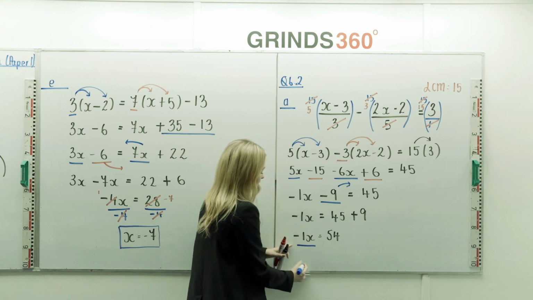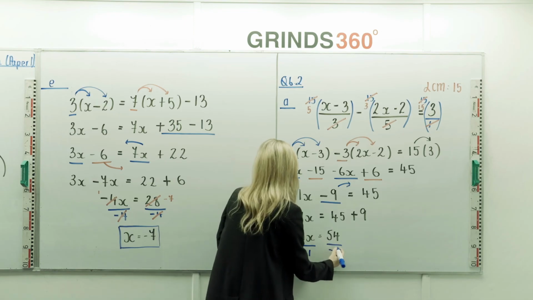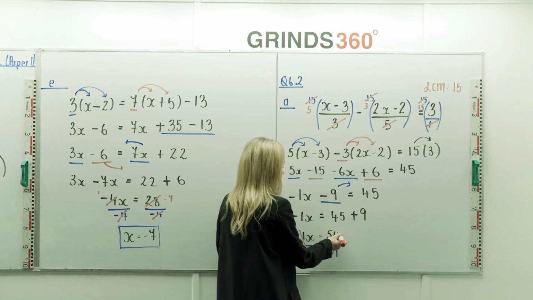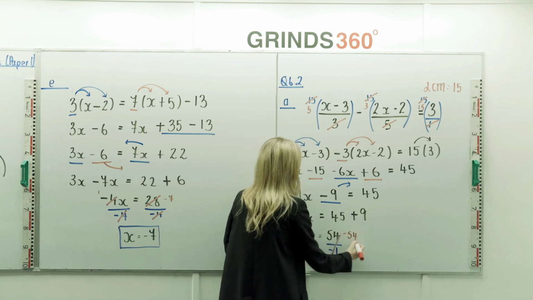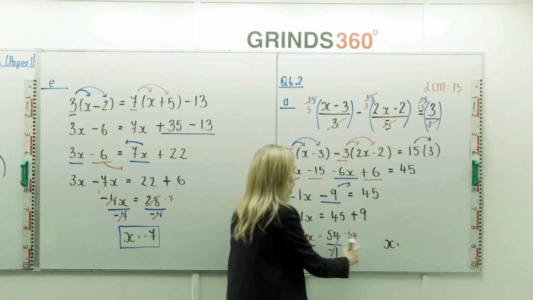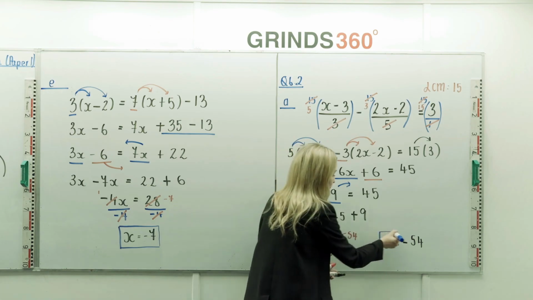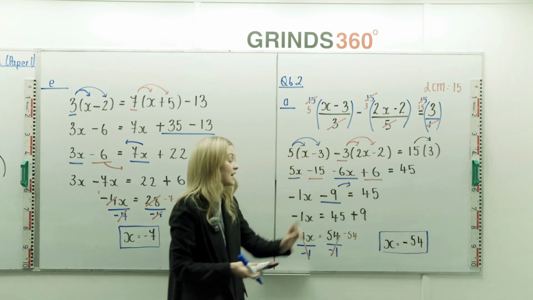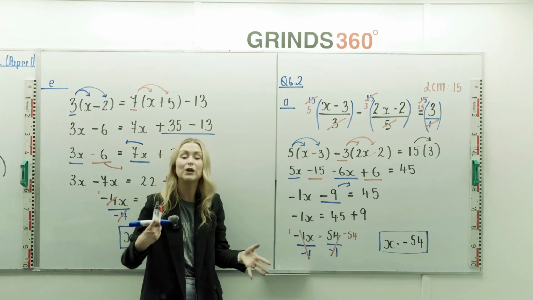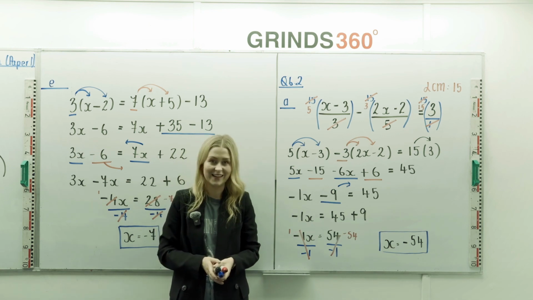How will I get rid of that minus 1? Well, I'll divide by minus 1. If I divide the left-hand side by minus 1, I divide the right-hand side by minus 1. Minus 1 goes into minus 1 once, and minus 1 goes into 54, minus 54 times. So here, what we're left with is x is equal to minus 54. Again, similar idea. Take your answer, pop it into your original equation, and one side should equal the other. Guys, that is solving your linear equations.